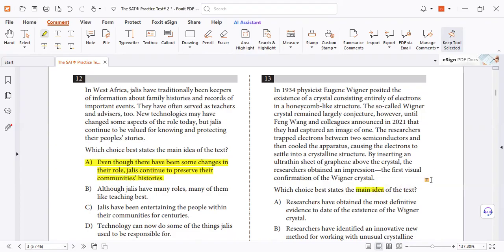Question of main ideas, read very quickly. While reading, summarize the main ideas.